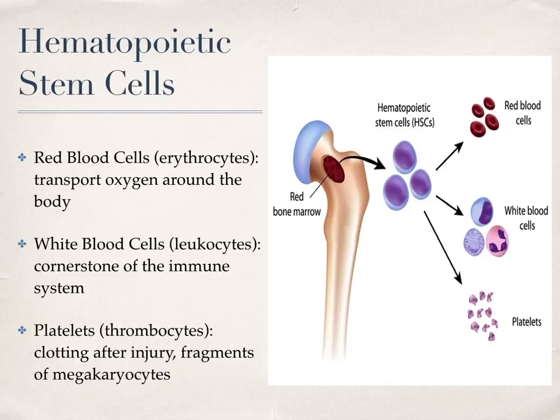White blood cells, or leukocytes, happen to be the cornerstone of the immune system, very, very essential for the lymphatic system, which we'll discuss later. And then platelets, also known as thrombocytes, which are responsible for clotting after injury and happen to be fragments of megakaryocytes, which are a smaller type of cell made within the bone marrow.